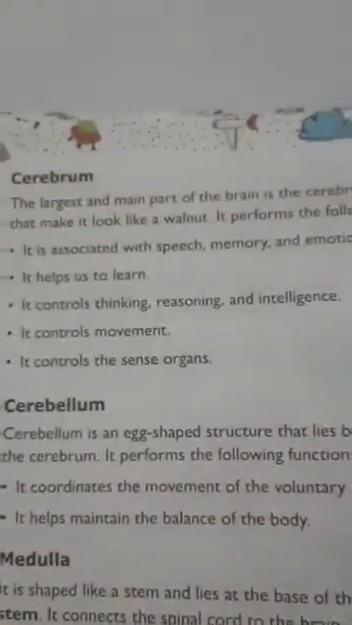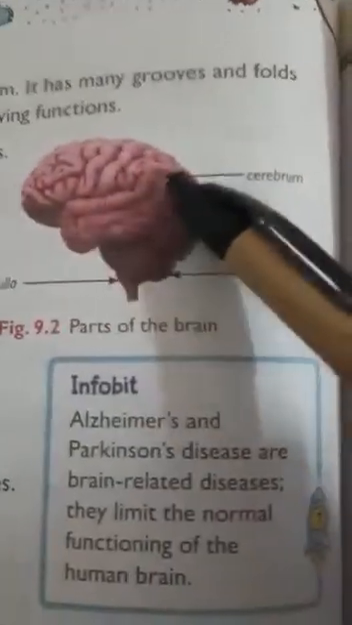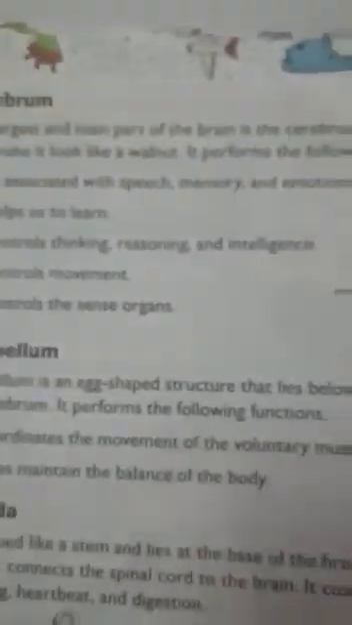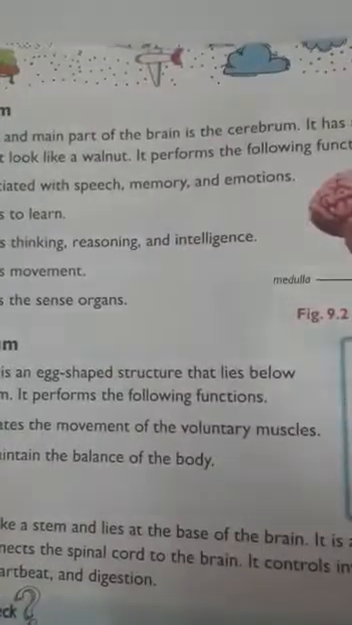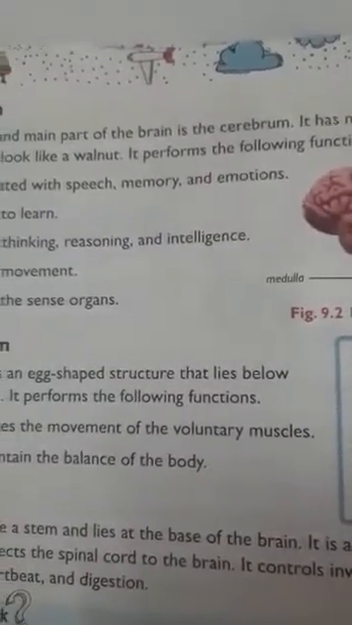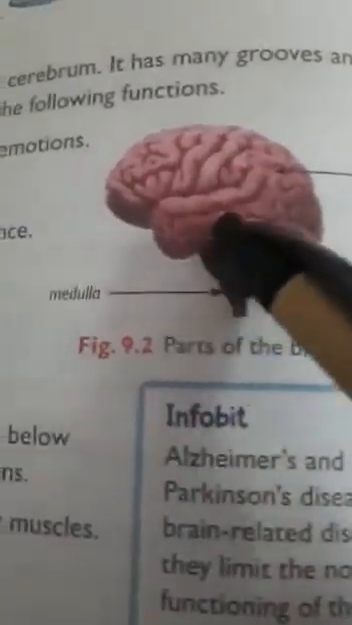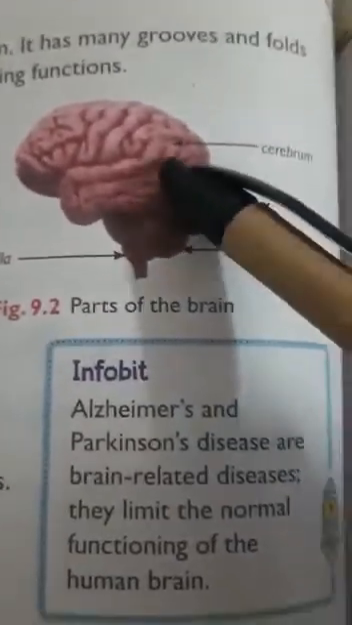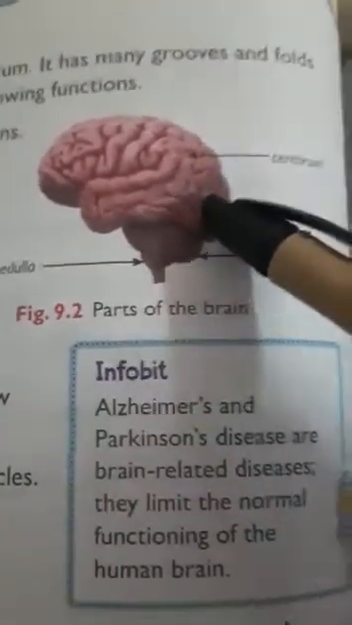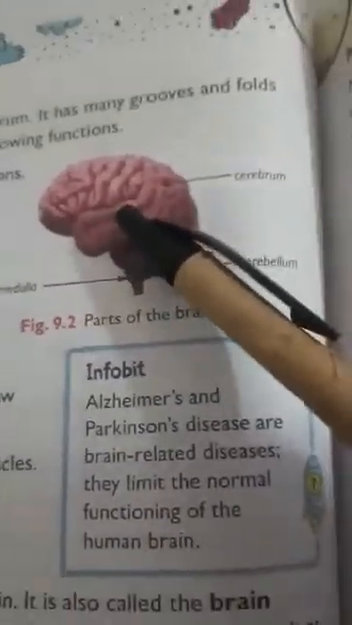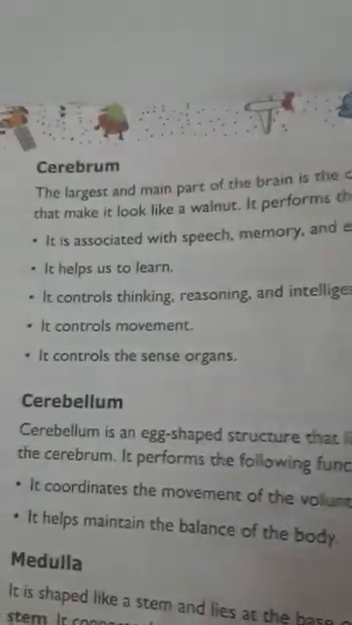First one is the cerebrum. The largest and main part of the brain is the cerebrum. It has many grooves and folds. Can you see these grooves and foldings in this cerebrum? It has many folds that make it look like a walnut. Is it not like a walnut? Have you seen a walnut? The shape has folds and grooves like that. Okay, it performs the following functions.